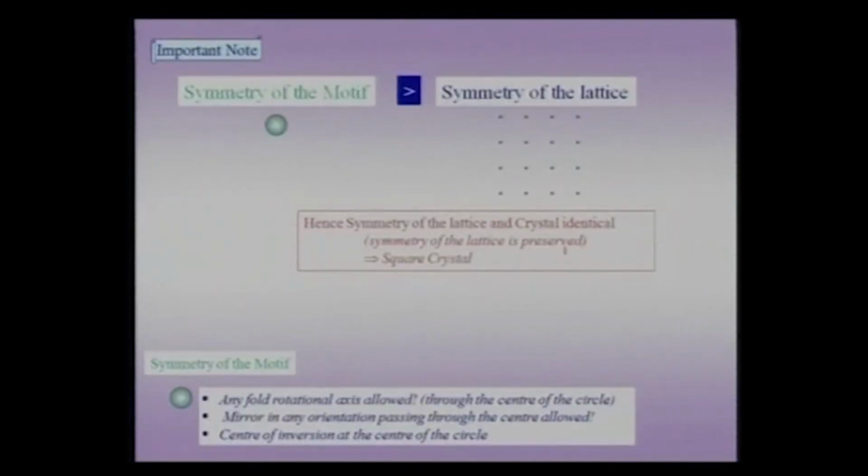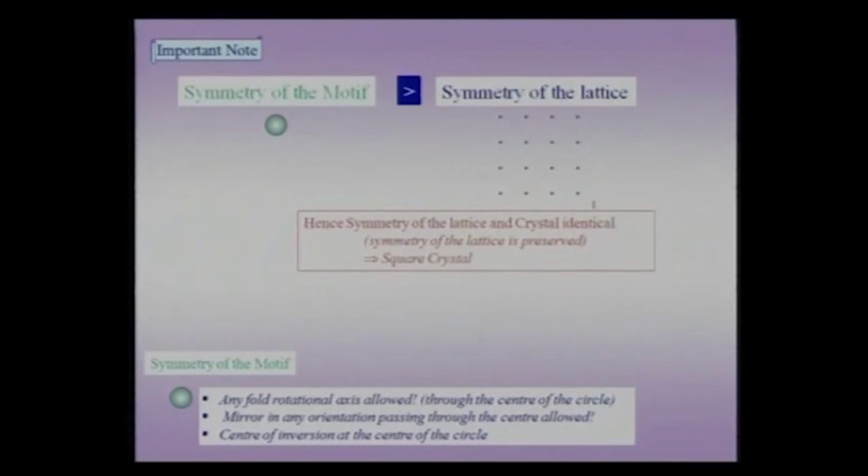So, we can evolve a principle here that if the symmetry of the motif is greater than the symmetry of the lattice, then the symmetry of the lattice is conserved when I make a crystal. In other words, the crystal will have the symmetry of the lattice, and in this case it has a 4mm symmetry, and the symmetry of the lattice and the crystal are identical.